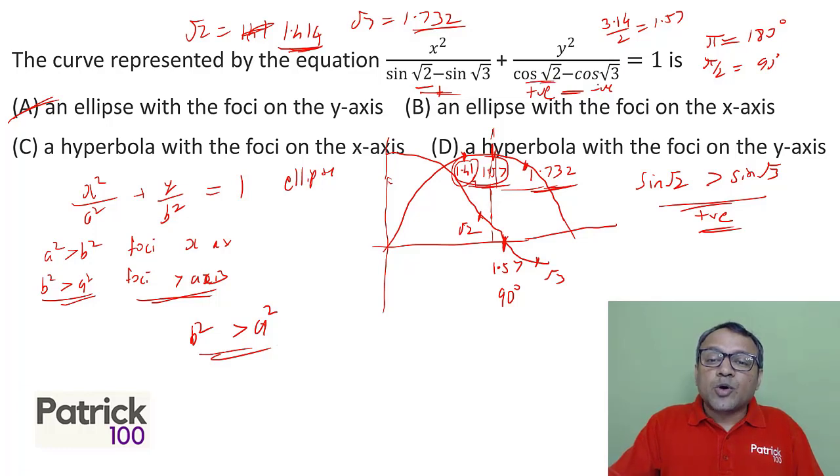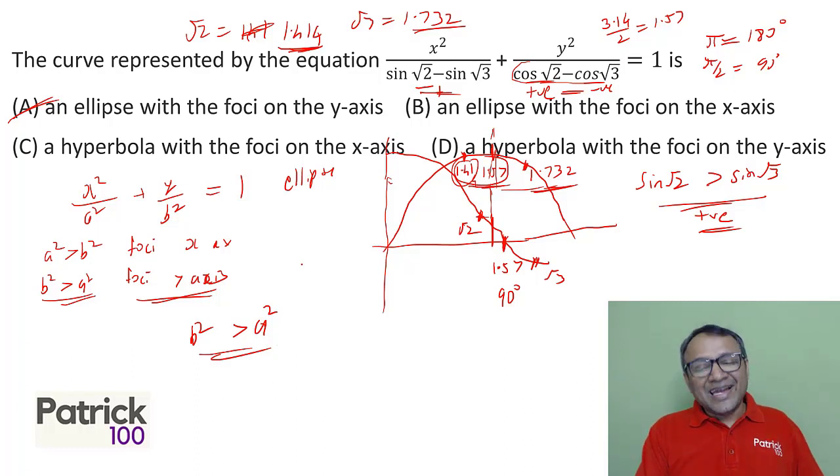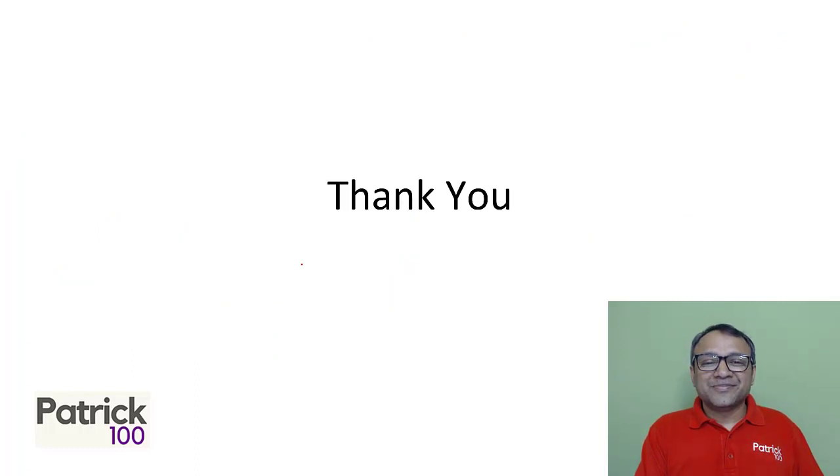Whereas cos root 2 is positive and cos root 3 is negative. Cos root 2 is on the left side, cos root 3 on the right side. So positive minus negative, the overall is positive, but the value of b square, that is cos root 2 minus cos root 3, will be bigger than a square, sine root 2 minus sine root 3. Then look at the property. Based on the property, you will get the answer as option A. I hope it's clear. Thank you.